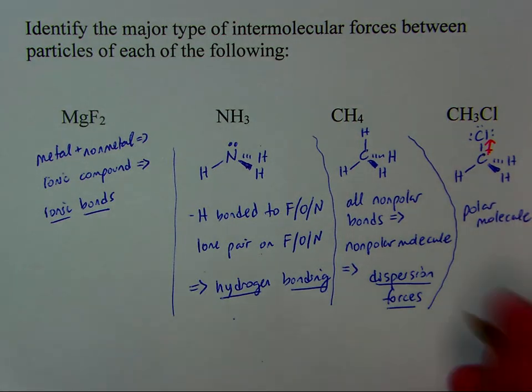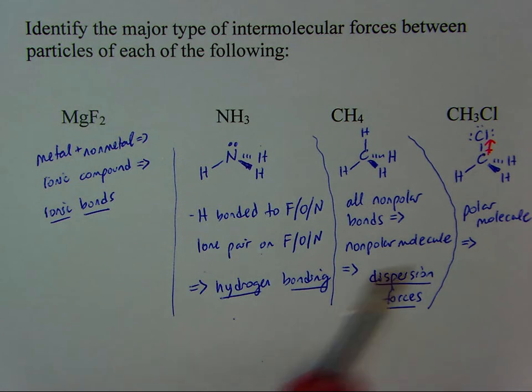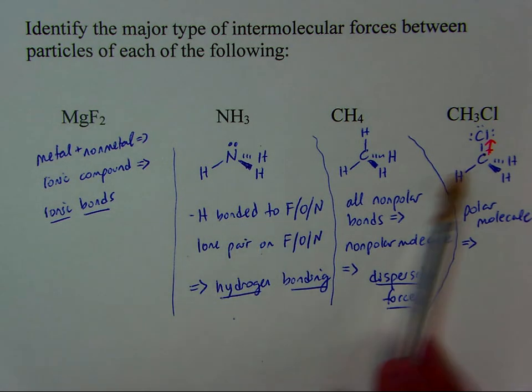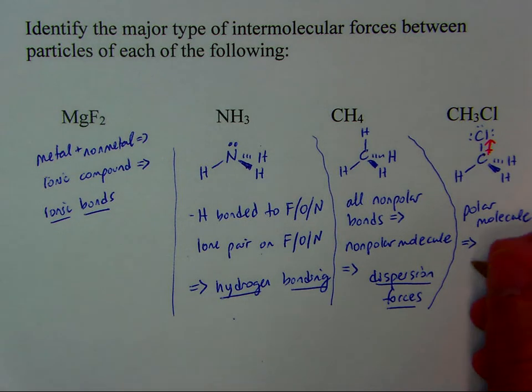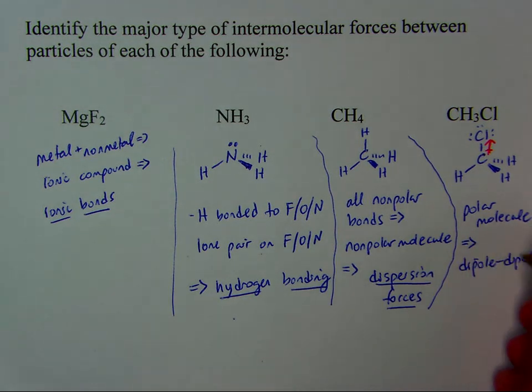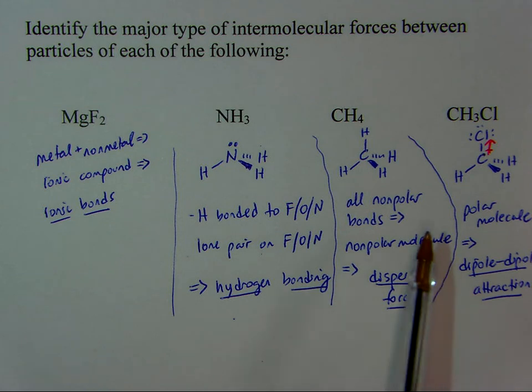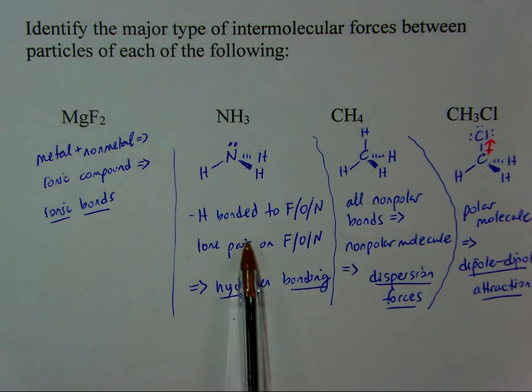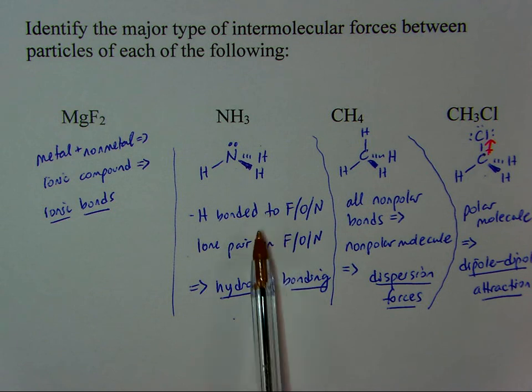If it's a polar molecule, and it doesn't fit one of these special criteria, I don't have hydrogen bonded to FON here. That means there's only one thing it can be. It can be dipole-dipole attractions. So these problems can be difficult because what you need to be able to do is decide if your molecule is polar or not, and look even a little more deeply at the structure of the molecule to figure out which of the intermolecular forces are involved.